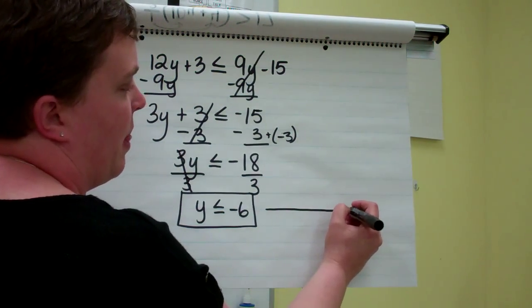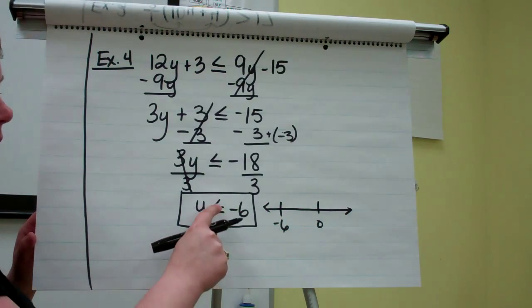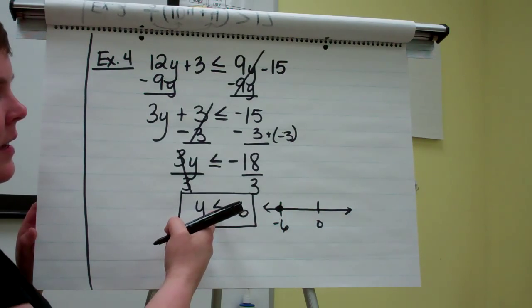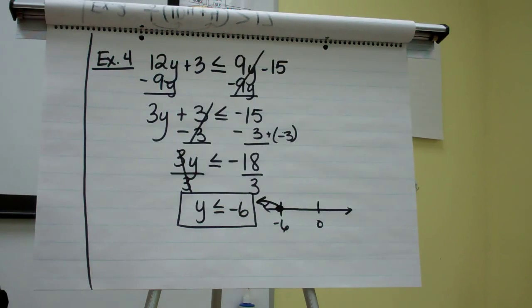Now I need to graph. Here's 0, negative 6 is over here. It's less than or equal, so it's a closed circle. And if I want less than, I'm going to shade to the left. Okay, that's your last example.